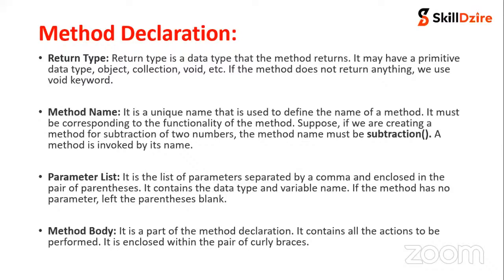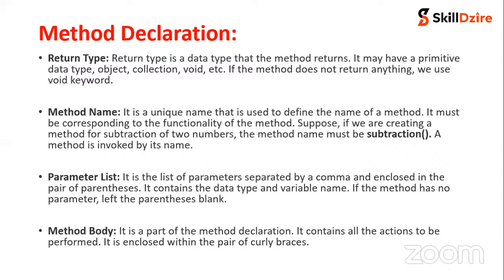Next is the method name. You can give any method name as per the code that you are going to write in that method. The method name should be identifiable, means by using that method name you should be able to identify what that particular method is going to do, what the functionality of that method will be. Like that you have to name that particular method.